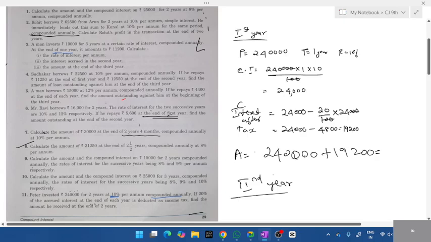Second year. Last question. Try this last one. Remaining we'll do it tomorrow. And Saturday I'll be conducting test, trigonometry and compound interest.